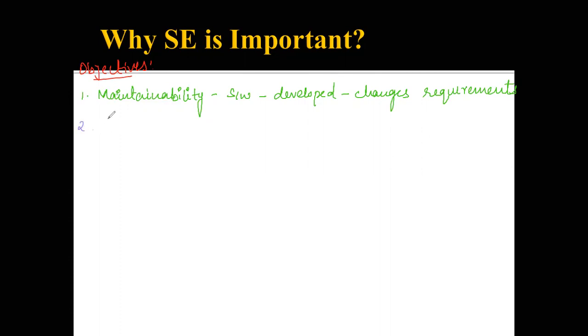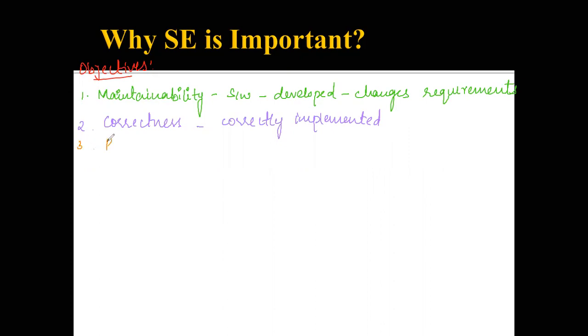The second one is correctness. Now, we very well know what is correctness. Whatever software is being designed, it should be correctly implemented. Correctly implemented in here means it should give you the exact result, the accurate results.